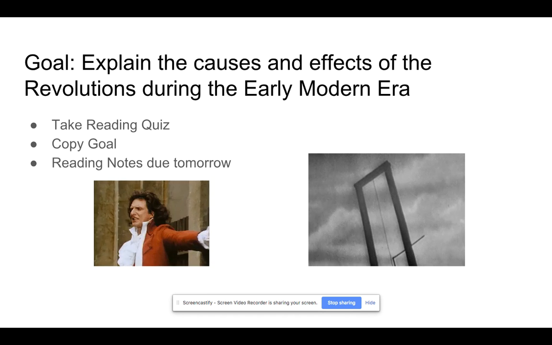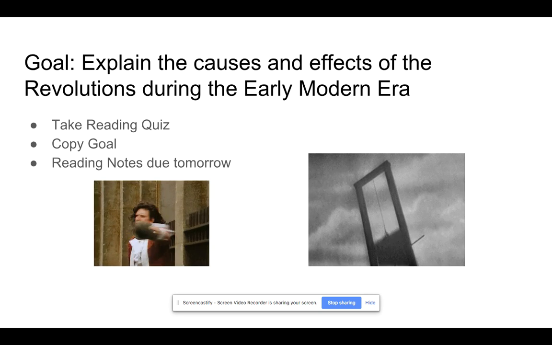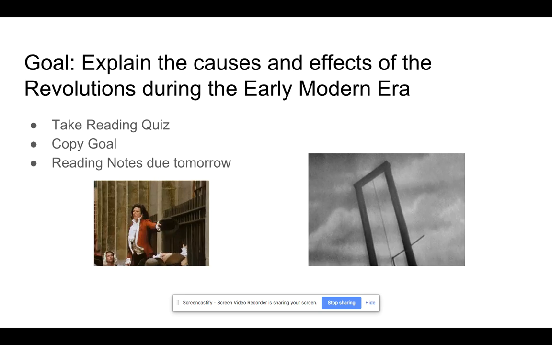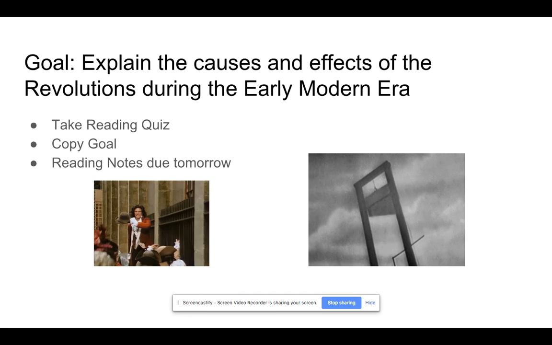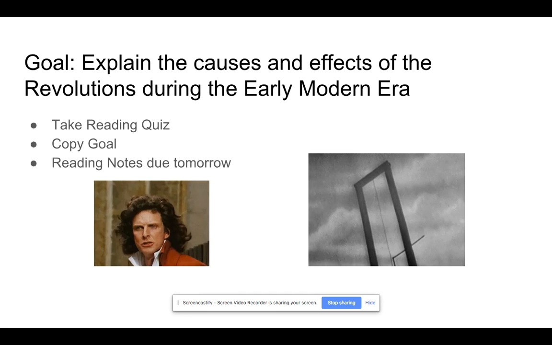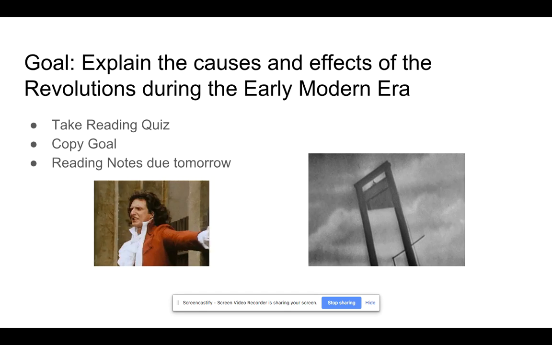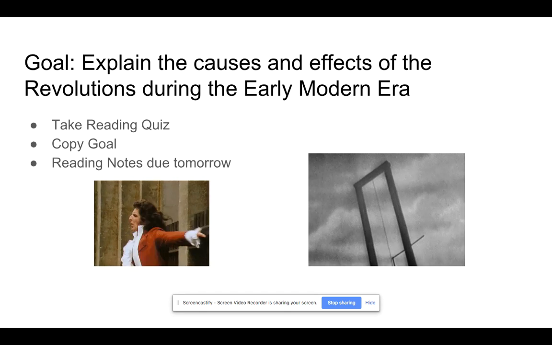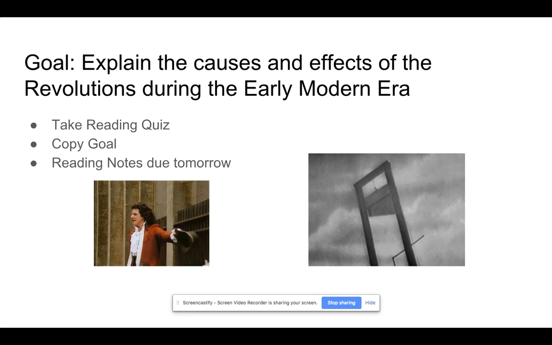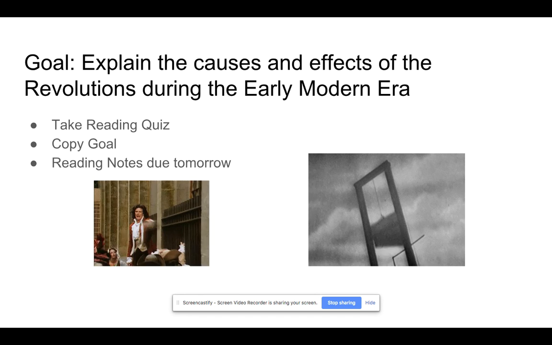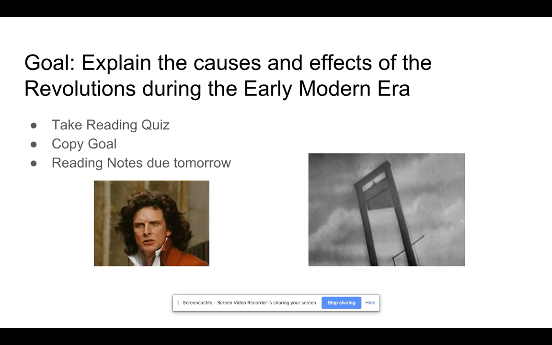Our overall goal is to explain the causes and effects of the revolutions during the early modern era. What you need to be able to do in regards to key concepts for chapter 16 in your Strayer book is to be able to identify the causes of each and every one of the revolutions. So we have the French Revolution, the American Revolution, the Haitian Revolution, as well as the South American revolutions. You need to be able to identify the causes and effects, but also similarities and differences between them.